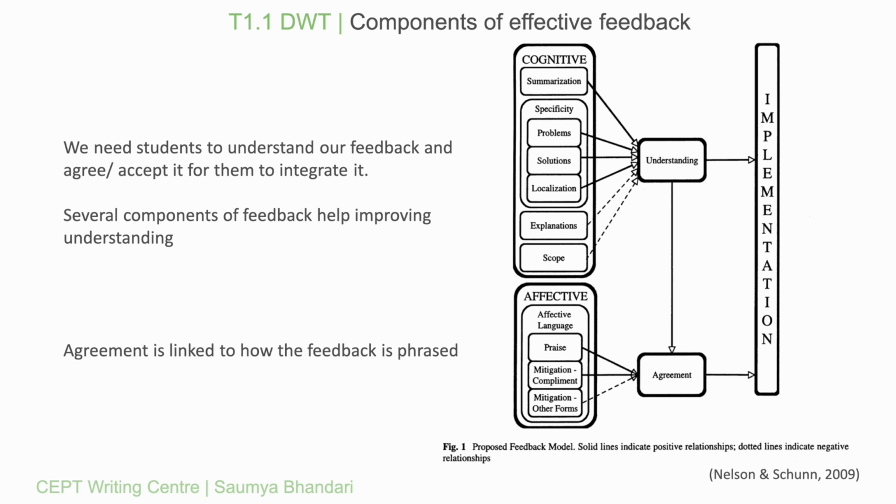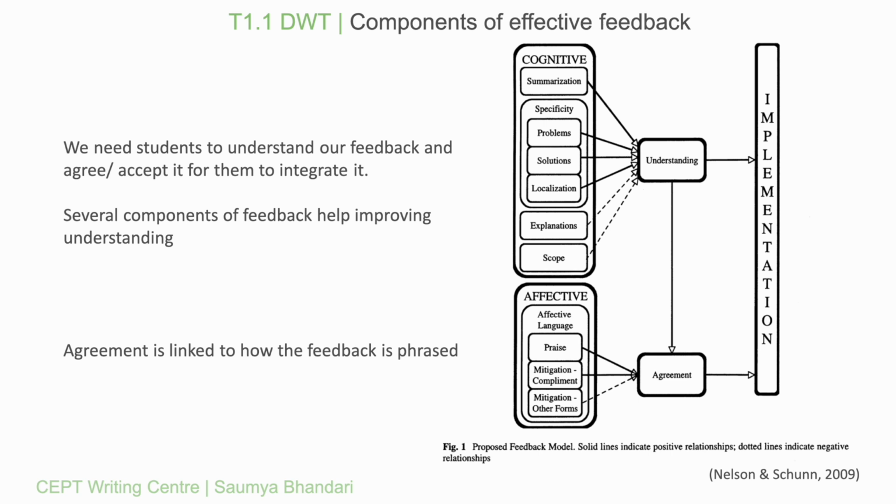The implementation or incorporation of feedback largely depends on two factors. One, whether the student understands what we are asking them to do, and two, whether the student agrees with the comment. Nelson and Schunn propose that understanding can be achieved by clearly summarizing what the student has done. This allows students to quickly check if their intentions have been correctly interpreted, and by picking specific details to identify the issue, locating where the issue is, and explaining it.